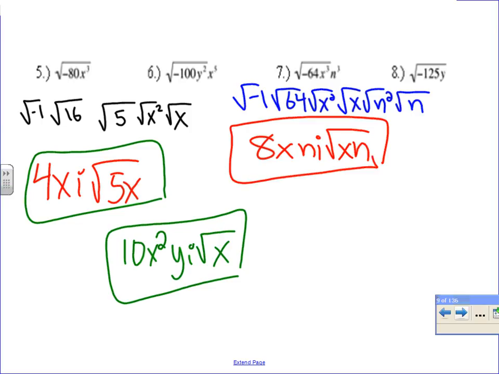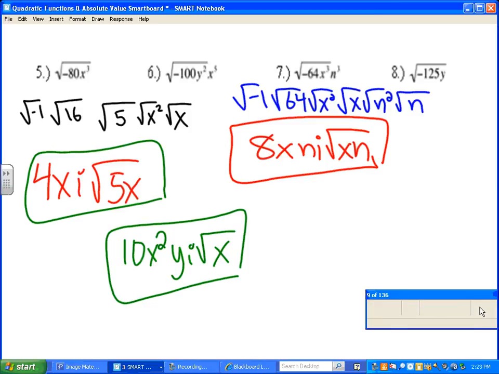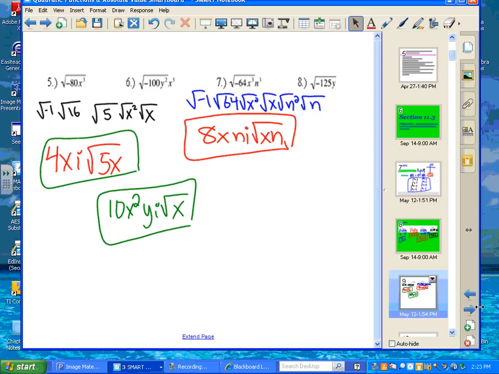Okay, last thing I want you to do, and then I want to show you what a complex number is. I want you to do 8, 9, and 10, and then we're just going to go over the answers. Okay. So 8, 9, and 10, and then we're going to do complex numbers for a couple minutes.